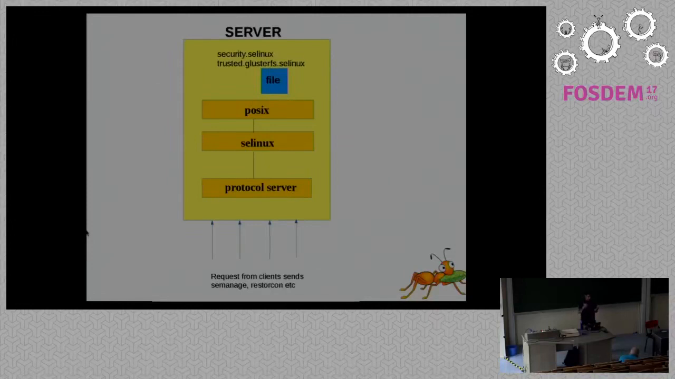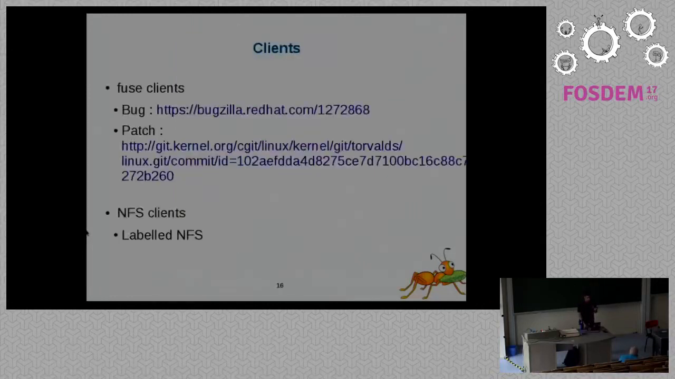And this is a small picture which I tried to draw. This will happen at the server side. The client can send requests like chcon or restorecon to the server, which will be a getattr or setattr call at the server, and the protocol server is the first translator which receives the call. It will go down to the SELinux translator, and SELinux will convert the value into trusted.glusterfs.selinux and give it to POSIX, and POSIX will set that extended attribute on that file.